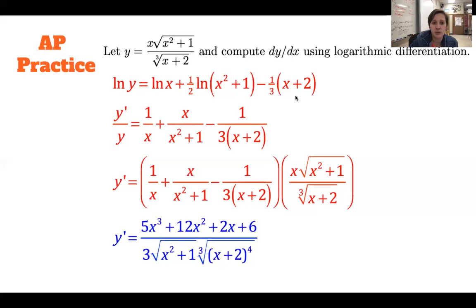Derivatives, y prime over y equals 1 over x plus, now this one, there was a little bit of simplifying that I did at the same time. So u prime would be, I'm sorry, not 2x, x squared plus 1 times 1/2. So the 2 from this numerator and the 2 from that 1/2 are going to cancel each other out. Minus 1 over 3 times x plus 2. And I'm not going to distribute that out just yet, because when you get to your simplifying, if you actually decide to simplify, it's easier if it's not distributed. All right, so then the final answer, multiply both sides by y.